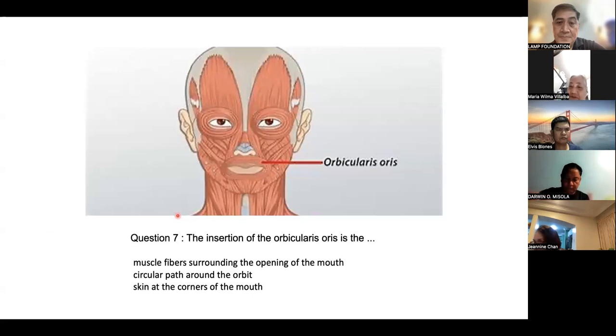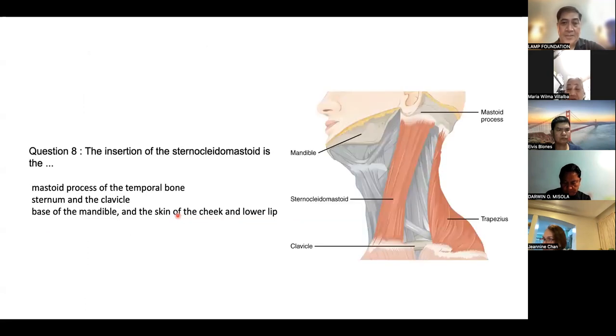Insertion of the orbicularis oris: muscle fiber surrounding the opening of the mouth? No. The skin at the corners of the mouth. Insertion of the sternocleidomastoid: sternum and clavicle? No, sinabi na, origin yan, di ba? Mastoid process of the temporal bone. Tingnan niyo po to. Sige, di bale, ipapakita ni Sir Albert yung mga model doon. Memorize na niya lahat yon.